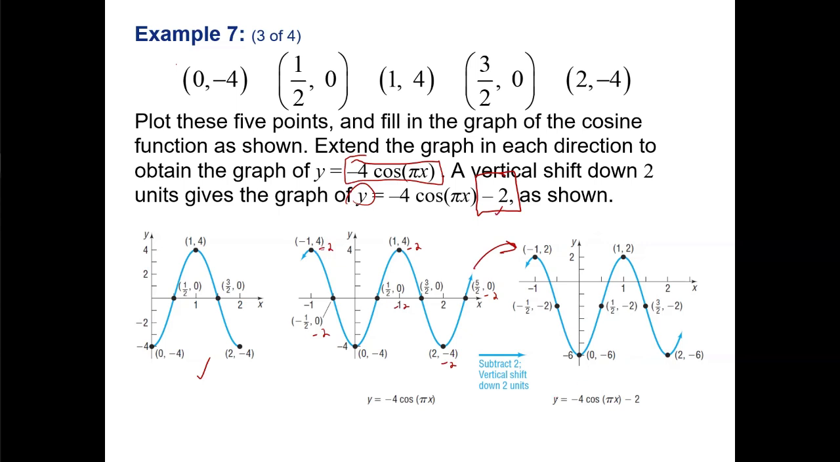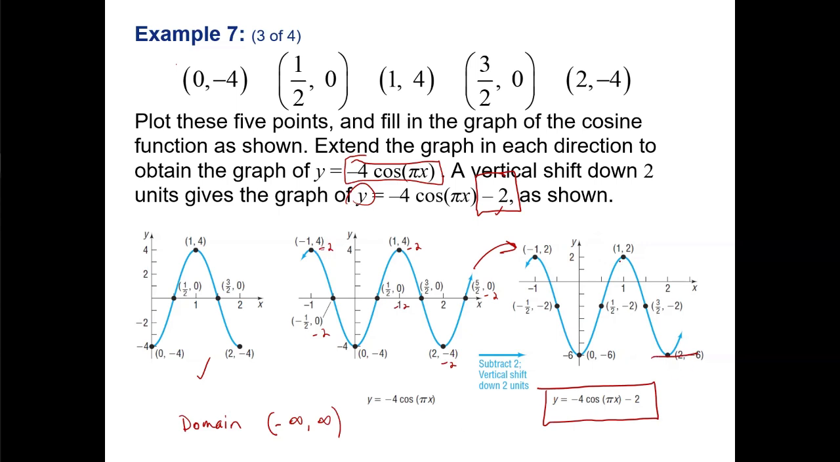So this is the full picture for y equals -4 cosine pi x minus 2. And now what we should do is determine the domain and the range here. So the domain is still the same. The domain goes from -infinity to infinity.